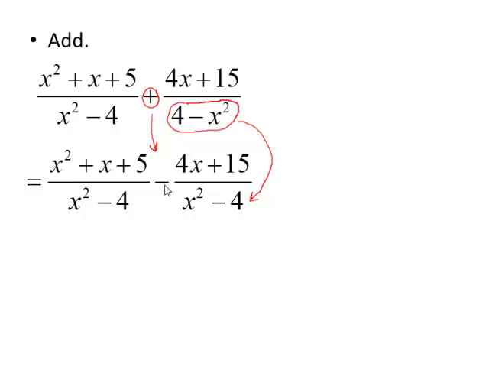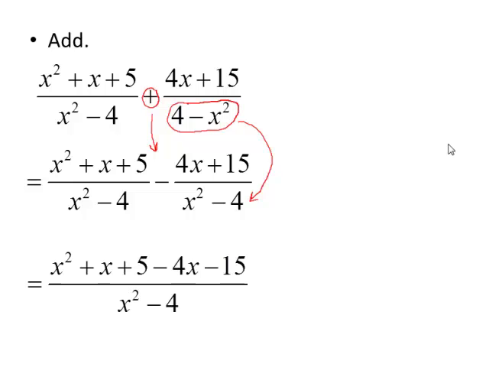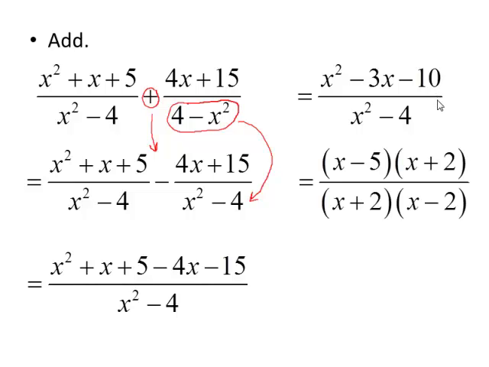Now that we have a subtraction problem, again, remember we need to distribute that minus sign through. And combining like terms in the numerator, we keep the common denominator. Combining like terms in the numerator, x squared minus 3x minus 10 will factor to be x minus 5 and x plus 2. The denominator is a difference of squares, and we have a common factor of x plus 2, leaving us with the rational expression x minus 5 over x minus 2.